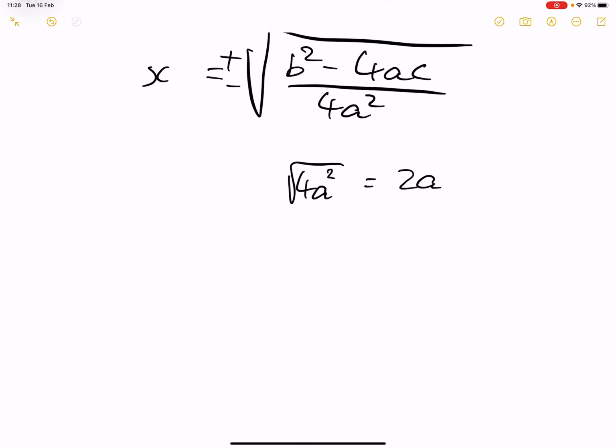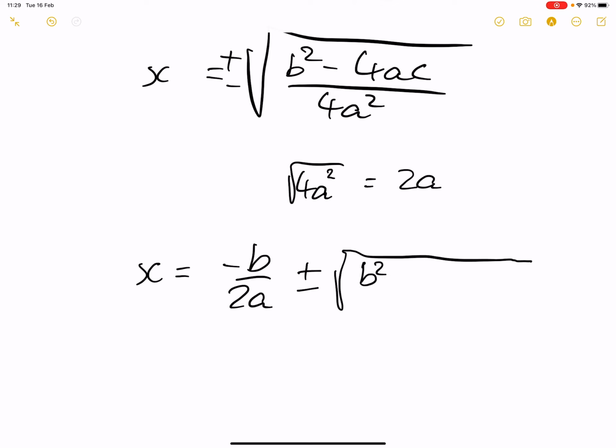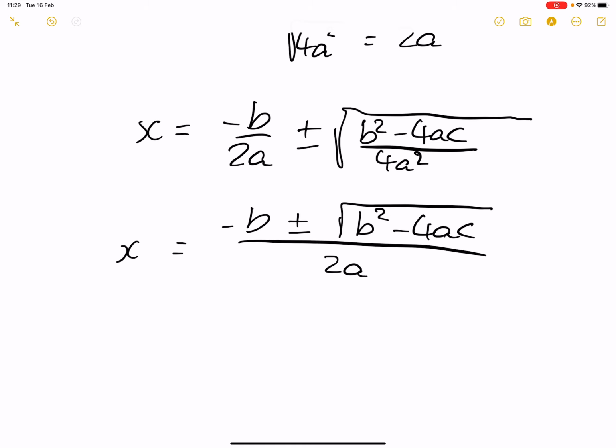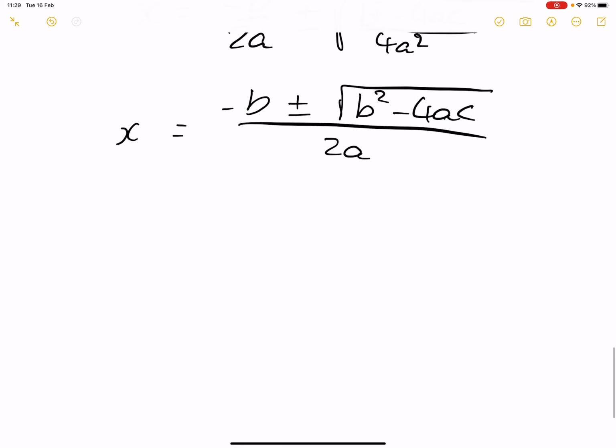To undo the shift, we simply add minus b over 2a to the right-hand side. So we have x equals minus b over 2a plus or minus the square root of b squared minus 4ac over 4a squared, which can also be written in the formula I'm sure you're more used to of minus b plus minus the square root of b squared minus 4ac all over 2a. So that's your quadratic formula derived.